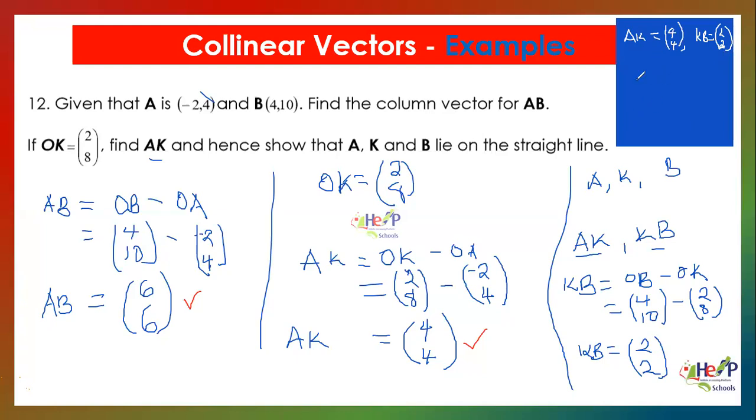For us to confirm that they are collinear, AK is going to be 2 KB. And since that is true, we can conclude that they are collinear, and therefore that lies on the same line. A, K, and B lie on the same line because they are collinear.